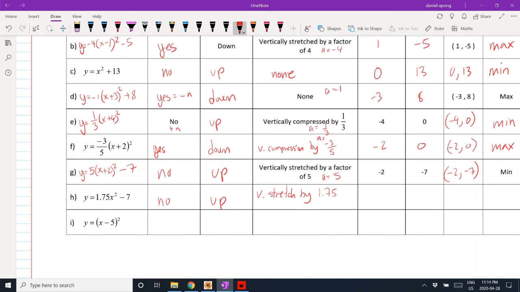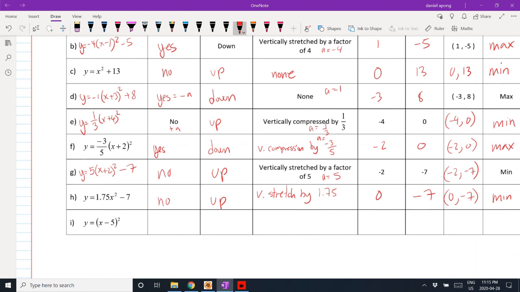And is there a horizontal translation? There's no h value, so it's 0. There is a vertical translation of 7 units down, and that's going to be our vertex, 0, -7. Okay, and then because it opens up, that's going to be a minimum.